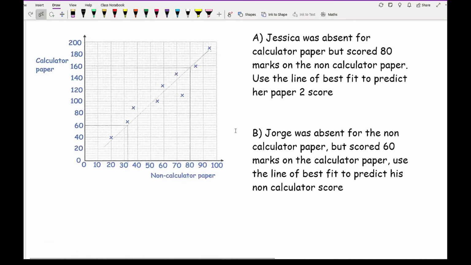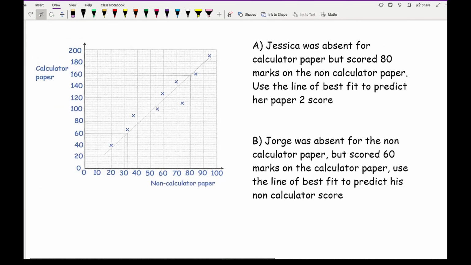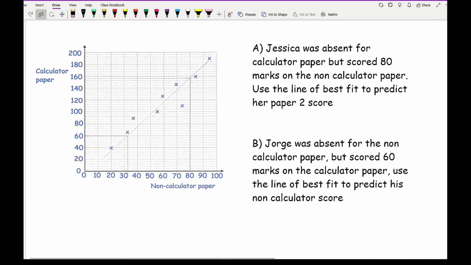Let's move on to our last example here. So here we've got a scatter diagram first. It's got non-calculator against calculator scores. It says Jessica was absent for the calculator paper but scored 80 marks on the non-calculator paper. Use the line of best fit to predict her paper 2 score.